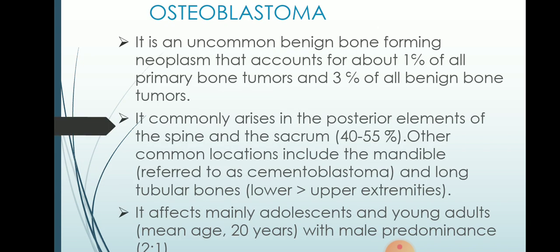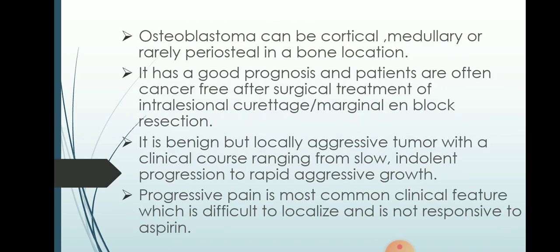Osteoblastoma. It is an uncommon benign bone forming neoplasm that accounts for about 1% of all primary bone tumors and 3% of all benign bone tumors. It commonly arises in the posterior element of the spine and the sacrum. Other common locations include the mandible, which is referred to as cementoblastoma, and long tubular bones. It affects mainly adolescents and young adults.